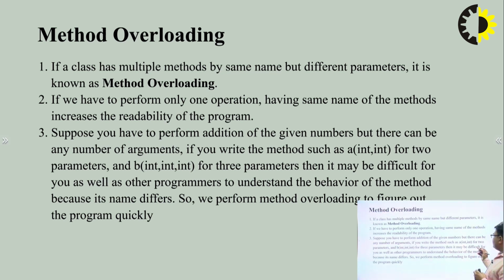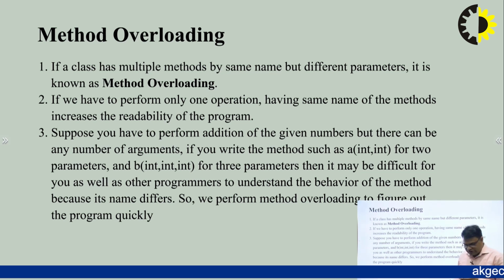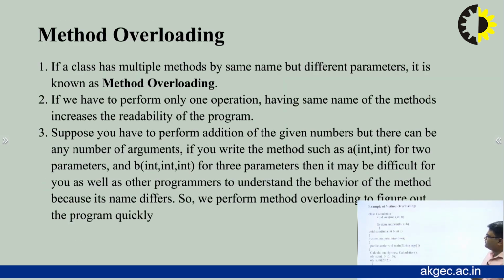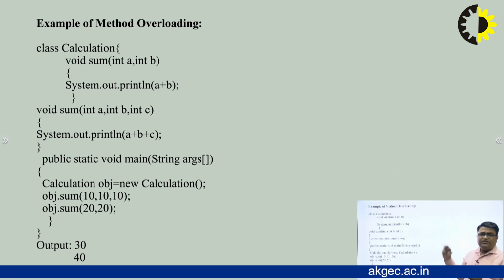For three parameters, it may be difficult for you as well as other programmers to understand the behavior of the methods because their names differ. So we perform method overloading next. For example, this is an example of method overloading where we share the same method name and declare it multiple times.